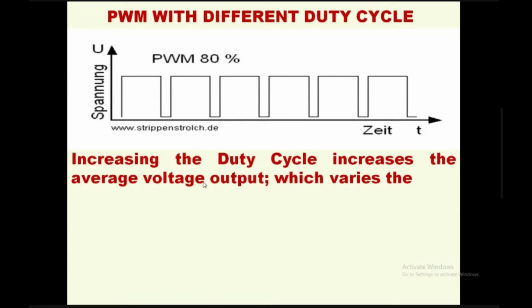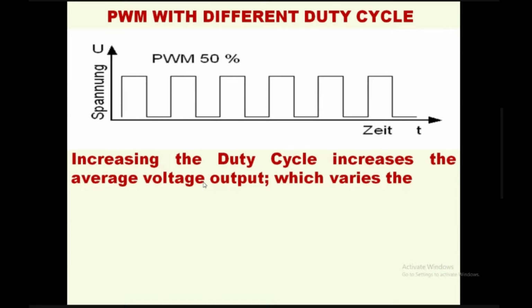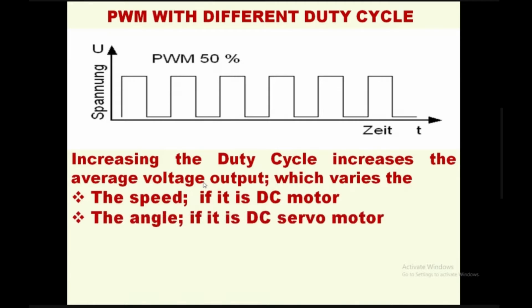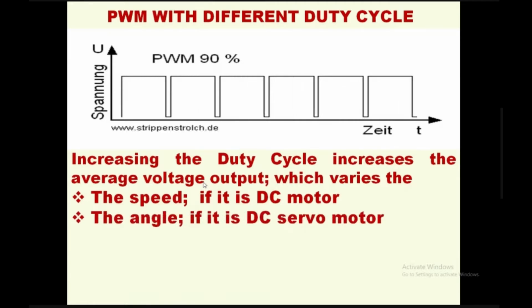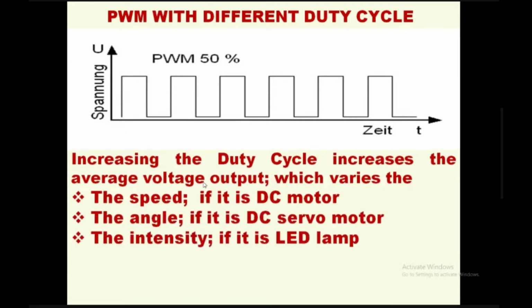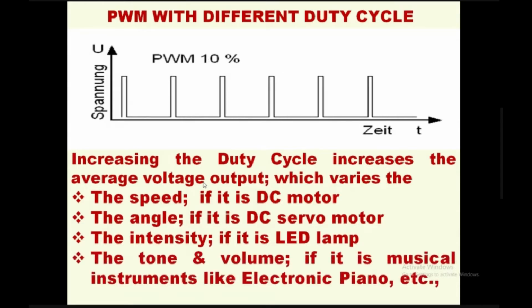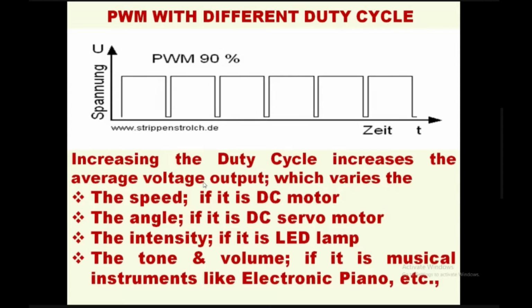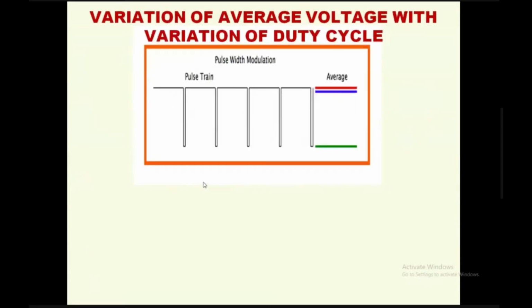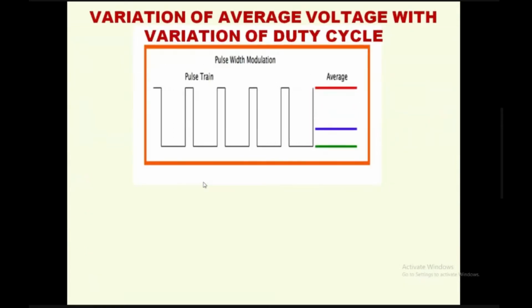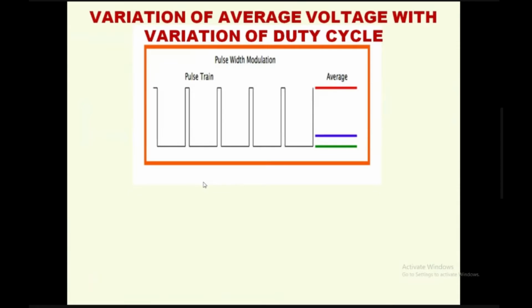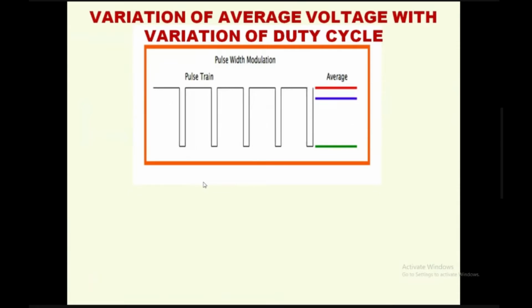Once again, increasing the duty cycle increases the average voltage output, which varies the speed if it is a DC motor, the angle if it is a servo motor, the intensity if it is an LED lamp, or the tone and volume if it is a musical instrument like an electronic piano, and a lot more. So that is the variation of the average voltage with the duty cycle. Whenever the width increases, the average voltage increases. Whenever the width decreases, the average voltage decreases, as you see on the screen.